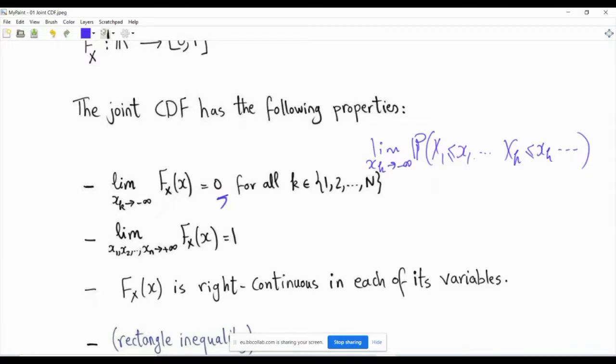Now, if you take the limit as all those guys go to plus infinity, so what is the probability that X1 is less than or equal to plus infinity, and X2 is less than or equal to plus infinity, and X3 is less than or equal to plus infinity, and so forth? Then this probability will be 1. The function is right continuous in each of its variables.